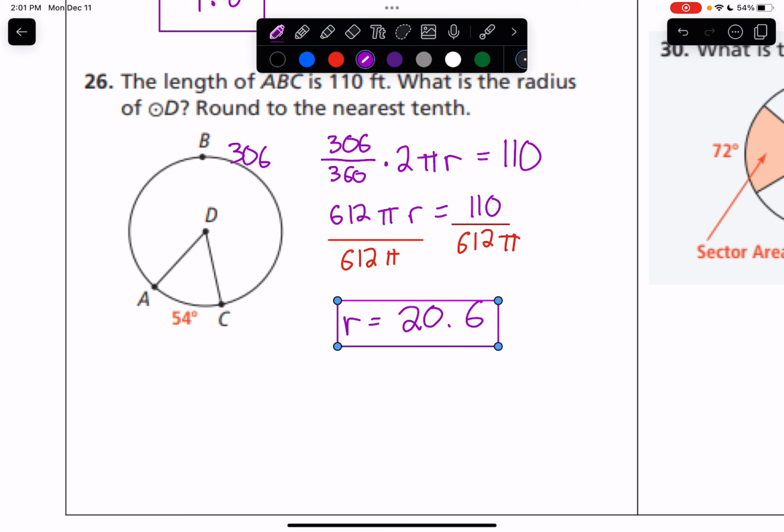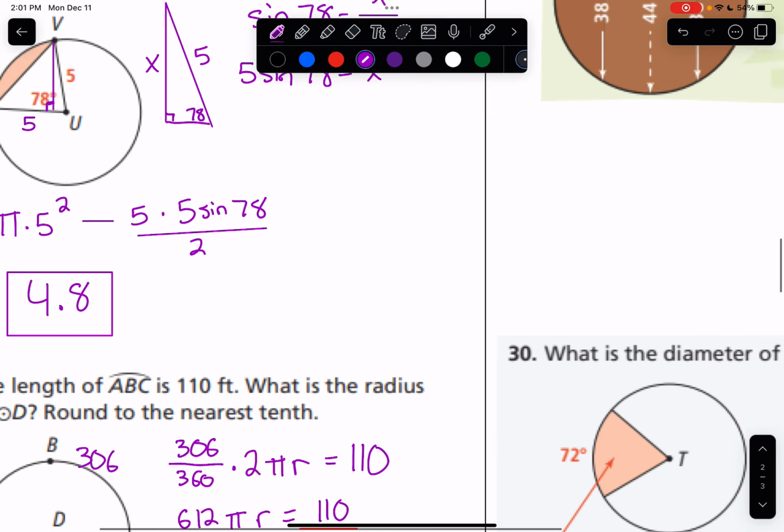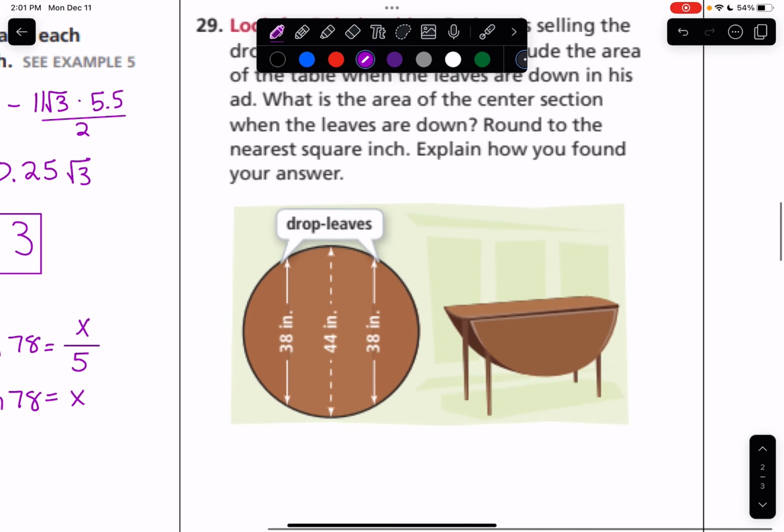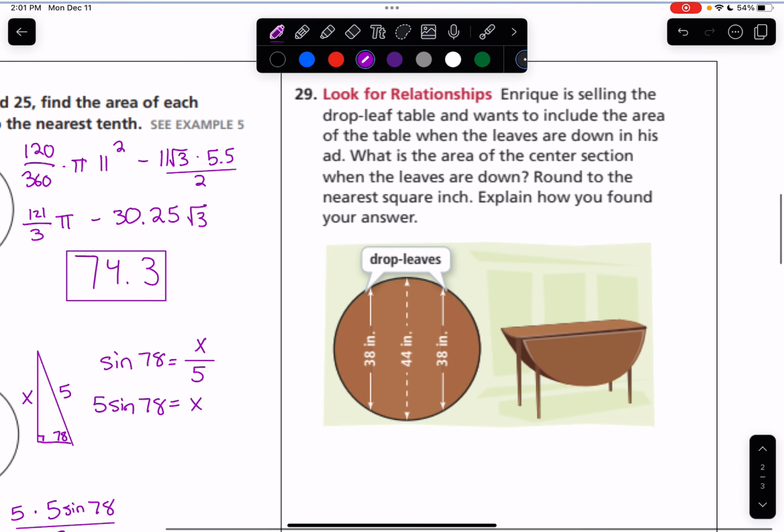All right, let's keep going. This one is pretty tricky. Enrique is selling the drop leaf table and wants to include the area of the table when the leaves are down in his ad. What is the area of the center section when the leaves are down? Round to the nearest square inch and explain how you found your answer.